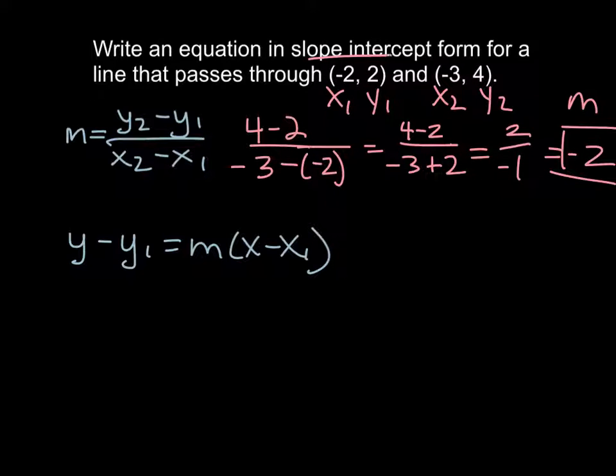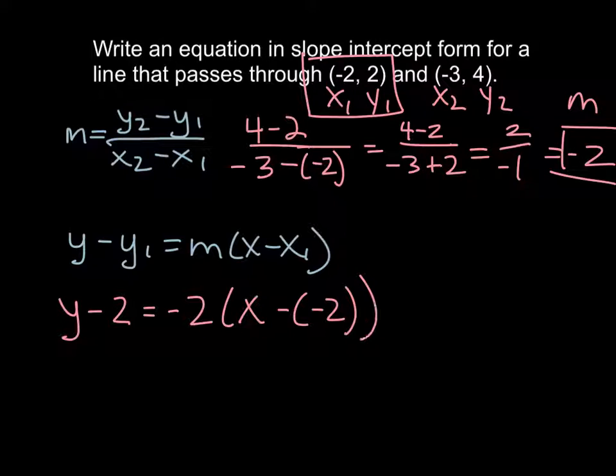I'm going to pick this first one. If you pick the second one and plug it in, you'll end up with the same equation once you get it into slope-intercept form. So y minus 2 equals, our slope is negative 2, that's what we just found, and then x minus negative 2. Remember, we need to simplify this. We're going to take care of that double negative first. So negative 2 times x plus 2.